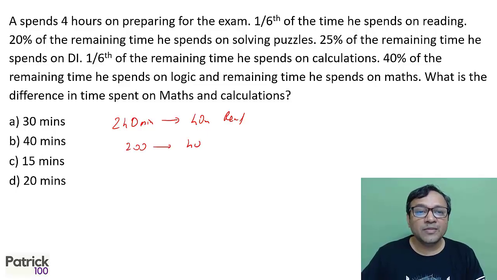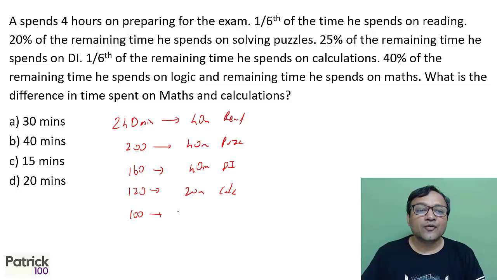20%, 1/5 again, 40 minutes he spends on puzzles. So what is left is 160. 25%, again 40 minutes he spends on DI. So what is left is 120. 1/6, which is 20 minutes he spends on calculations. Left is 100. 40% he spends on logic, and the remaining 60 he spends on maths.